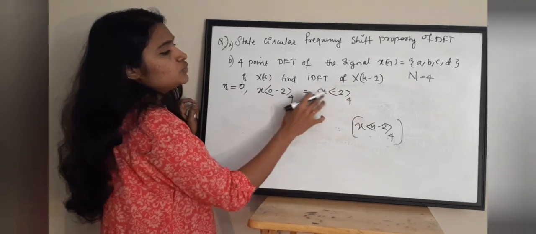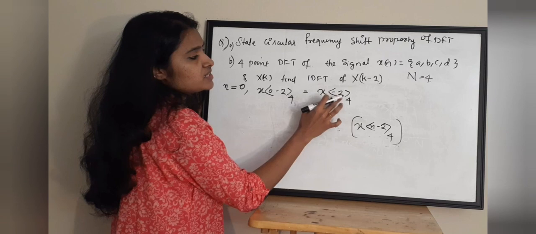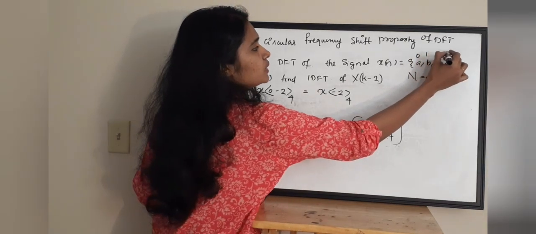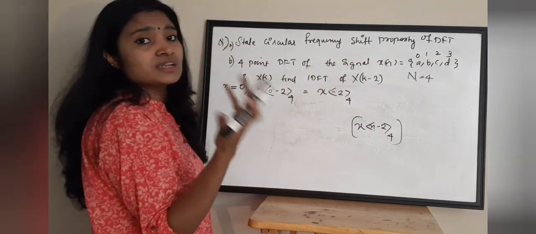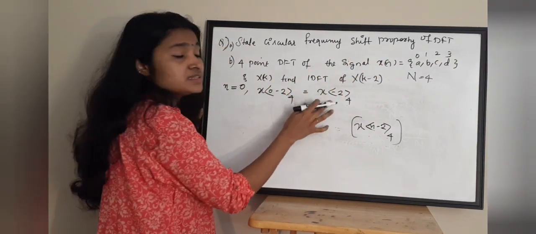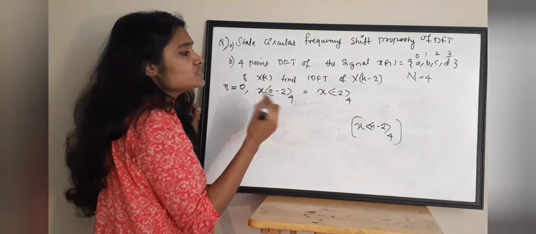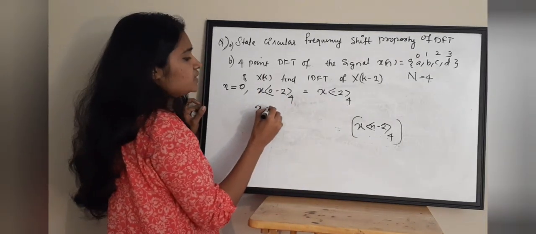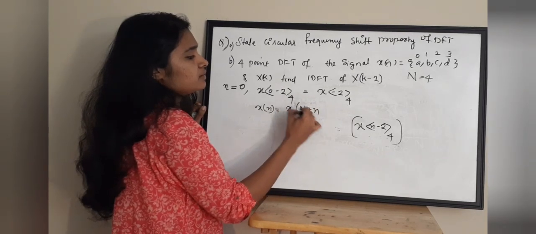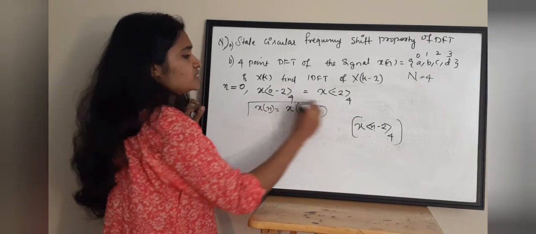Now, do you know the value of x of minus 2? No. Here the time positions are 0, 1, 2 and 3. You don't have the value of minus 2, right? But see the angular bracket. It states that the signal is periodic. So, if the signal is periodic, then x of n is equal to x of n plus N. This is the meaning of periodicity.